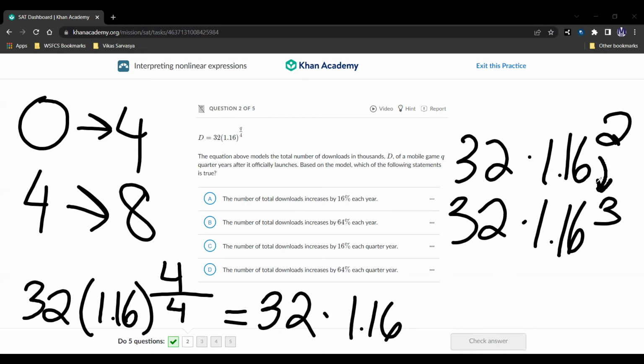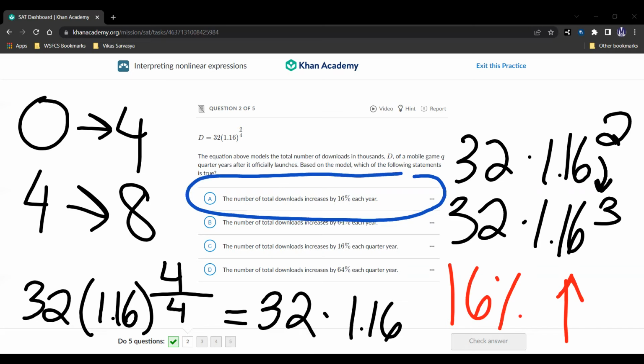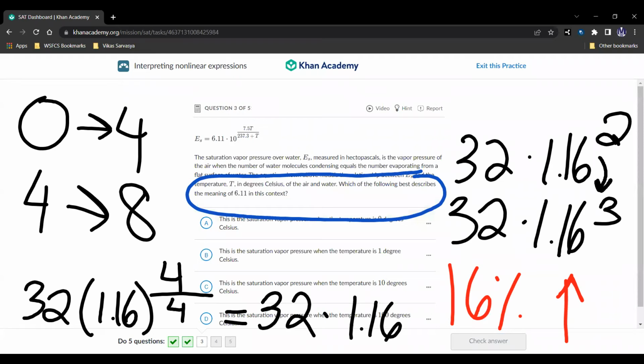But what is multiplying by 1.16? Multiplying by 1.16 is the same as a 16% increase. A 16% increase, and therefore our answer is choice A. The number of total downloads increases by 16% each year, each full year. So our answer is A, and we are done. Let's move on to the next question.